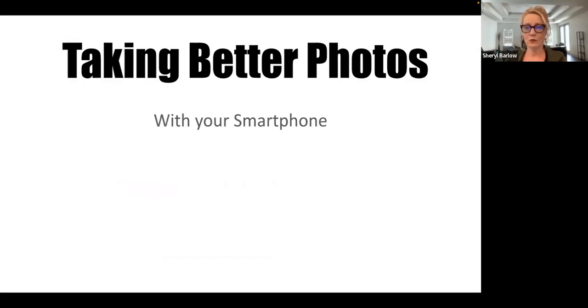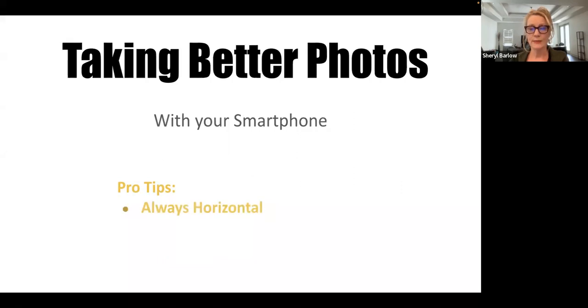All right, we're gonna rapid fire through this part, but this is fun, and it's one of my favorite things: how to take better photos with your smartphone, because smartphones take great photos. If you just know a few little tips and tricks, you can make some really good looking photos for your social media or just for yourself. So we're going to go through some of these.